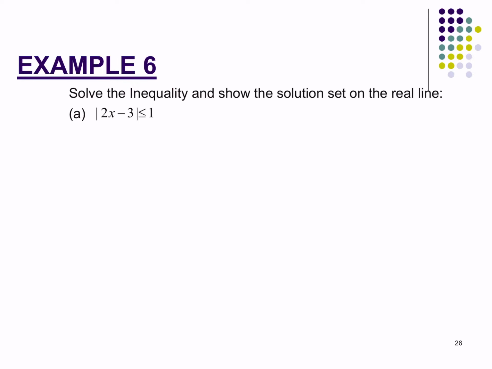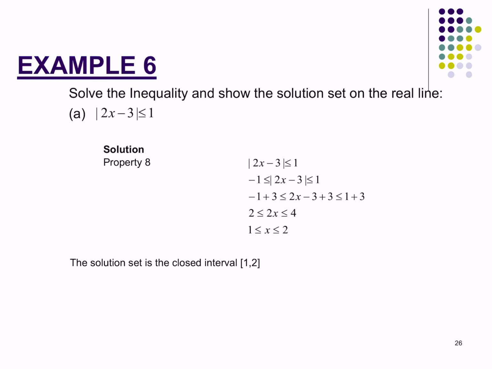Okay, right. So in this example, if you apply property number 8 here, you will have the magnitude of 2x minus 3, where one is less than or equivalent to 1, and another is greater than or equivalent to 1. So you add the number 3 on the left side, on the right side, and also on the middle term in order to remove the value of minus 3. Therefore, minus 1 plus 3 becomes 2, and 1 plus 3 becomes 4 in this case, and then 2x remains the same.